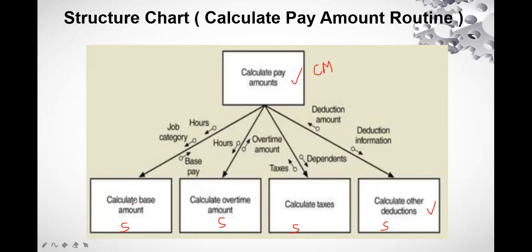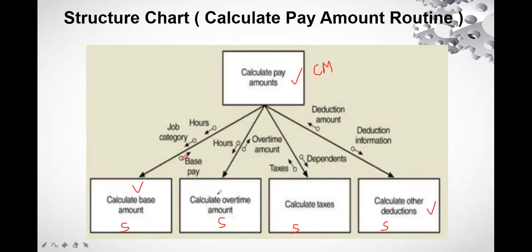Now see, for calculate base amount, I need the basic pay of that particular employee, of all the employees for which I have to calculate. I need the hours they have worked. I need the job category in which they fall, that means the department or whatever it is. So I need the base pay, from this way. This is the direction of the data couple. I need hours and job category from this. That is what we have in calculate pay.